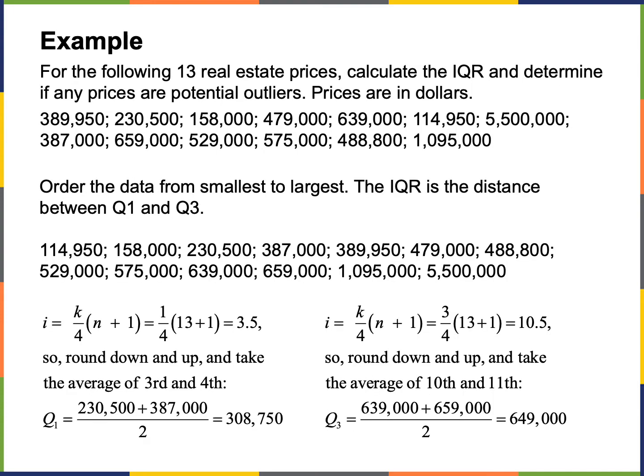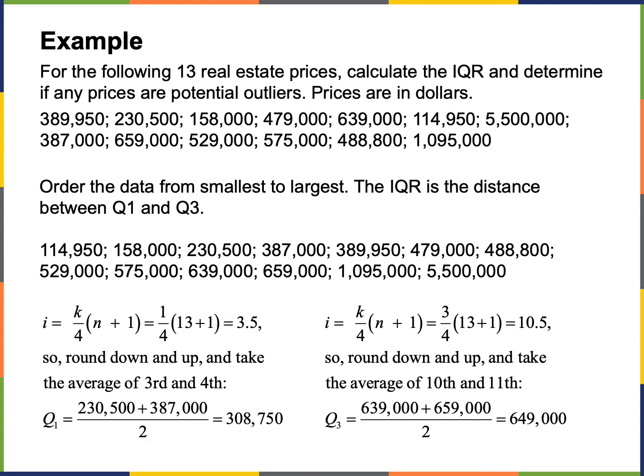Okay, so next we have here, for the following 13 real estate prices, we calculate the interquartile range and determine if any prices are potential outliers. Prices are in dollars. So first of all, interquartile range is equivalent to Q3 minus Q1, okay? So we need to figure out the third quartile and first quartile.